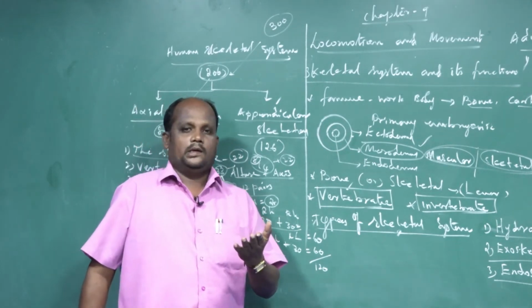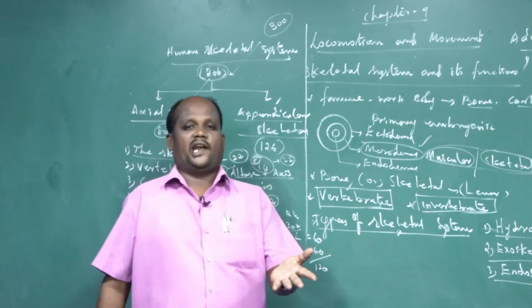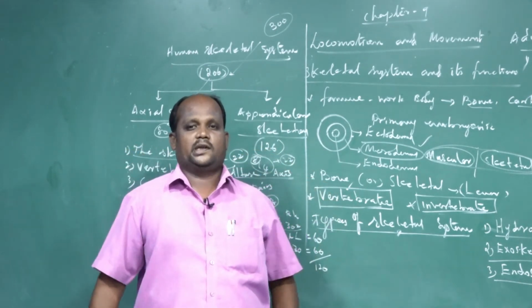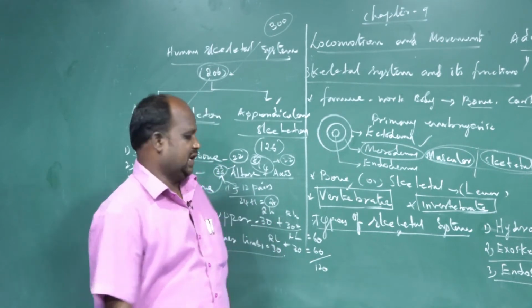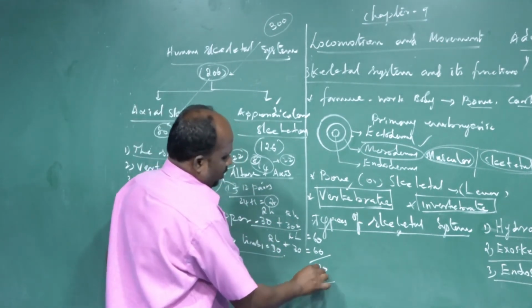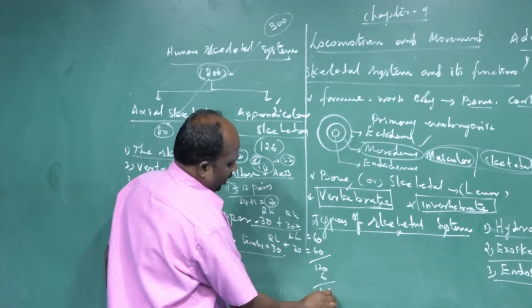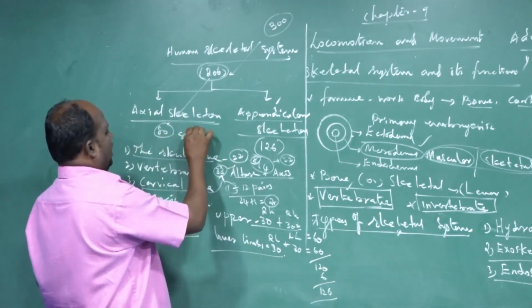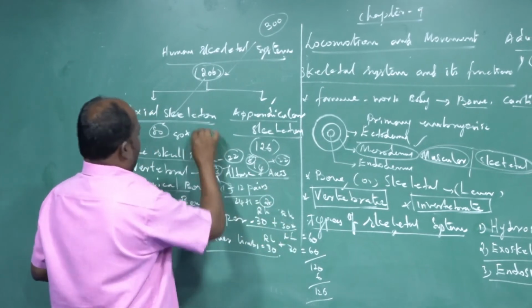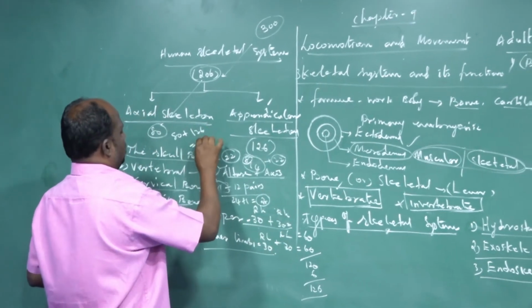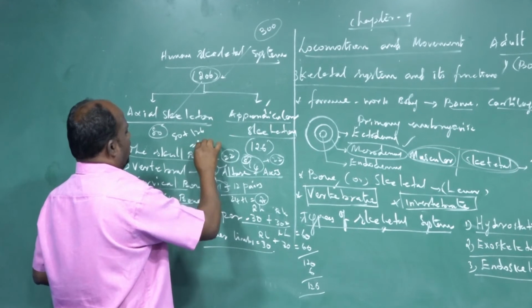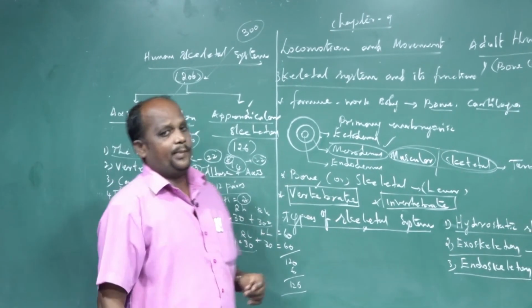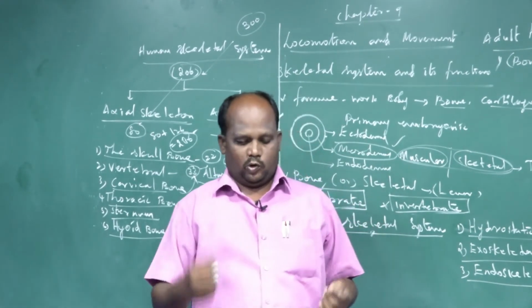What happens to the remaining 6 bones? They are in the pectoral girdle and the pelvic girdle, which together account for the remaining 6 bones. So totally 120 plus 6 equals 126. So axial skeleton 80, appendicular skeleton 126. Both included, okay, 206 bones are present in our bodies.